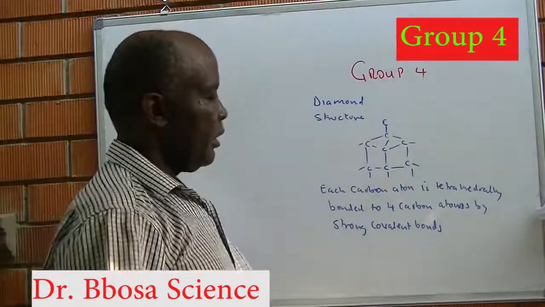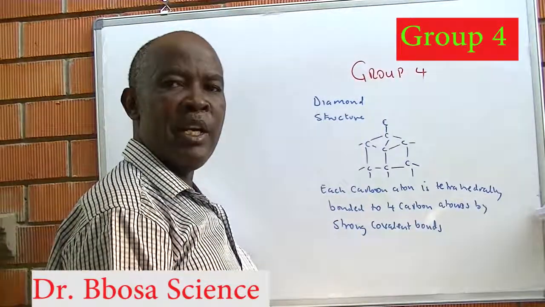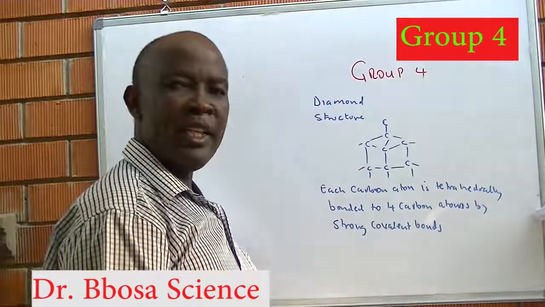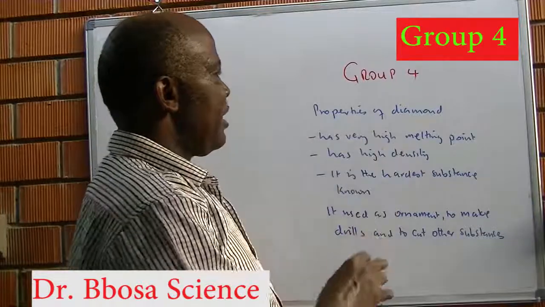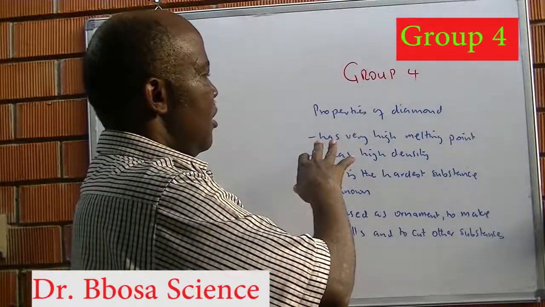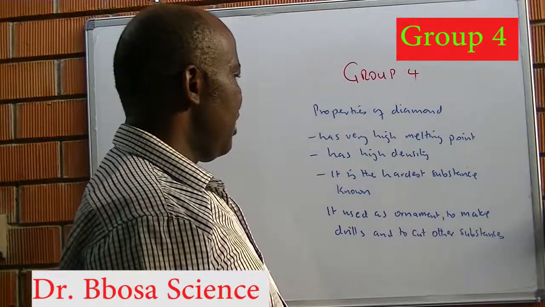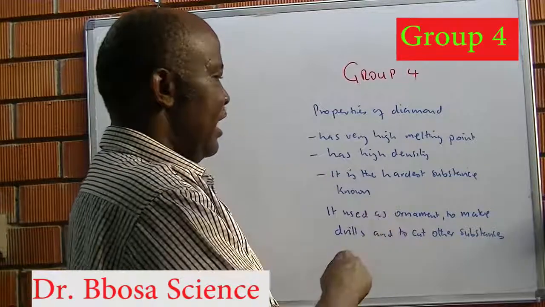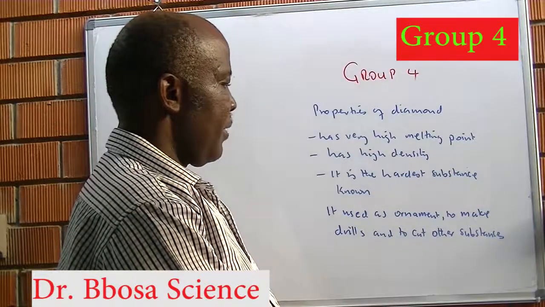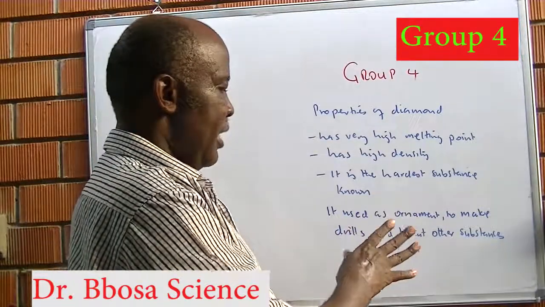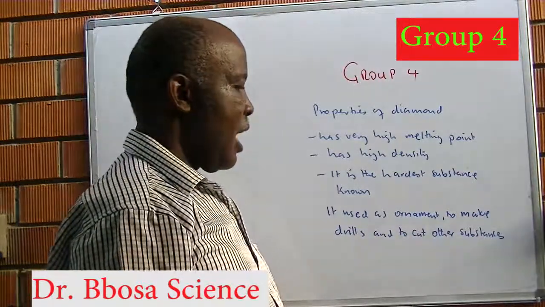Diamond. In diamond, each carbon atom is bonded to 4 carbon atoms by strong covalent bonds. Properties of diamond. Diamond has a very high melting point and boiling point. It has high density. It is the hardest substance known. It is used as an ornament. It is used to make drills and to cut other substances.